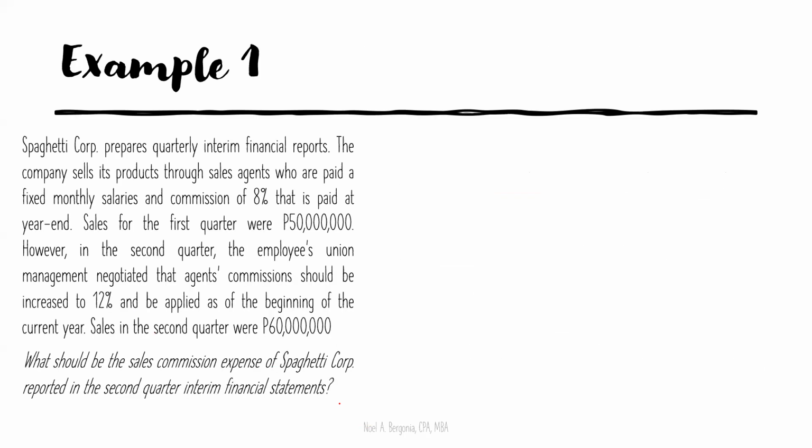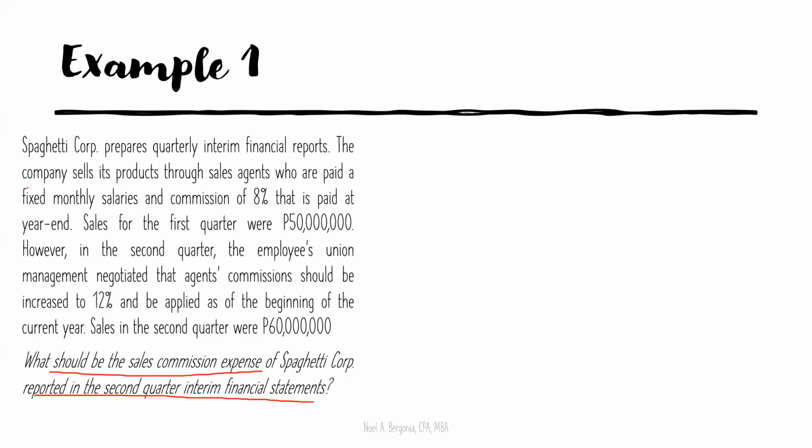Okay, so let's start with example number 1. Okay, so I read first the question. Ang sabi po, what should be the sales commission expense of Spaghetti Corporation reported in the second quarter interim financial statements? Okay, so again, sales commission expense for the second quarter. Okay, so it's an interim sales commission expense ang tinatanong. So let's read the data.